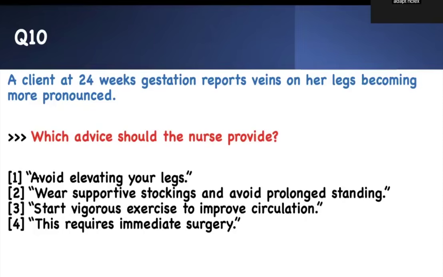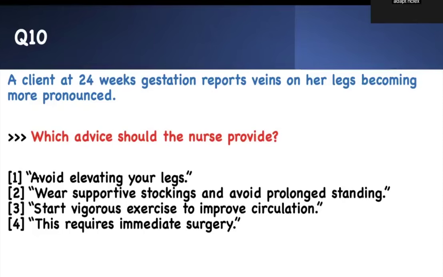This requires immediate surgery. What do you think? Think about it. Step back. I talk about veins. Bring your cardiology in. This is peripheral chronic venous disease. What kind of teaching do you provide to a patient with chronic venous disease? You know it. I know you know it. What do you think? The idea is to prevent blood pooling into your leg.